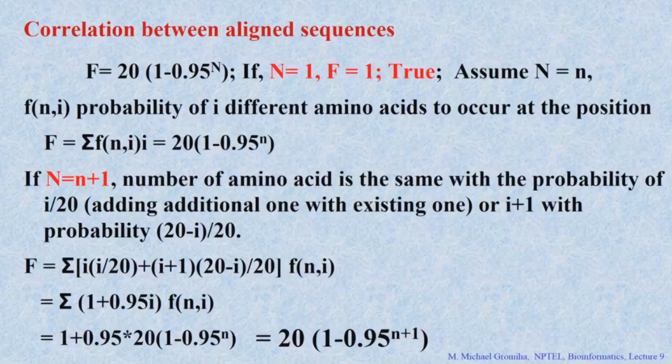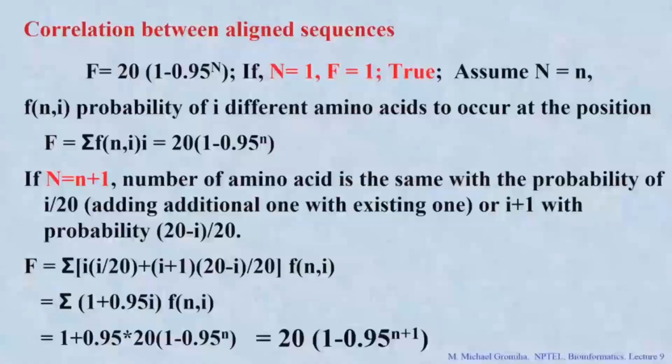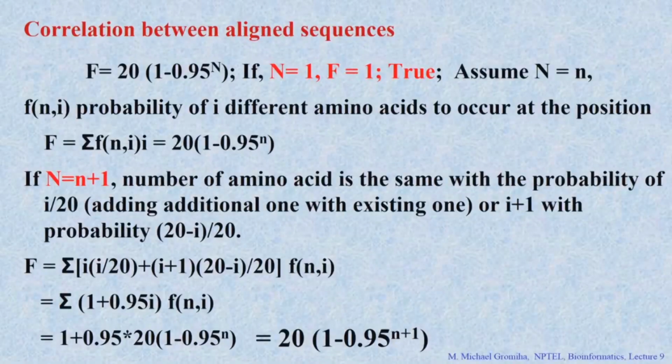So now the question is, if you add one sequence, what is the probability of this function f, whether it will fit with this equation or not. Imagine the equation with two conditions, one if n equals 1, or n equals n plus 1. If in both cases you are able to fit this equation, then you can say that you can use it to get the independent counts. If n equals 1, it will fit with this equation, with f equal to 1, as we discussed earlier.